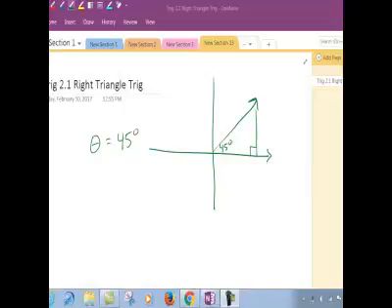Hey, it's Chapter 2. Welcome back. In this chapter, we're going to use what we learned about trigonometry in the first chapter to find missing sides and angles of right triangles.